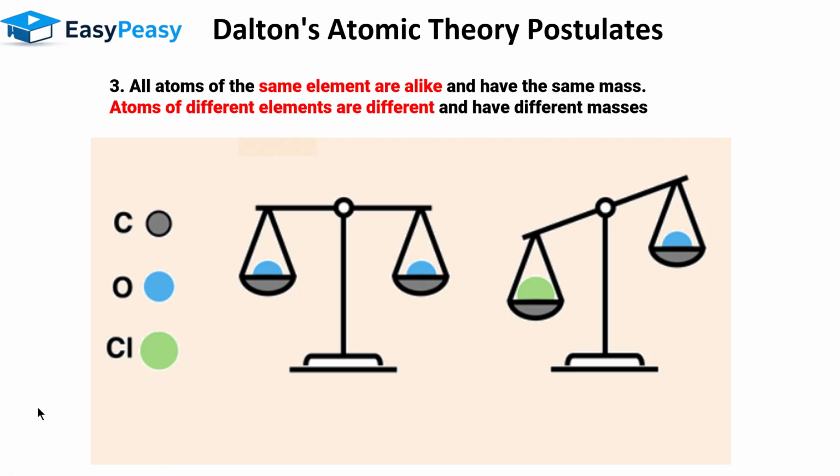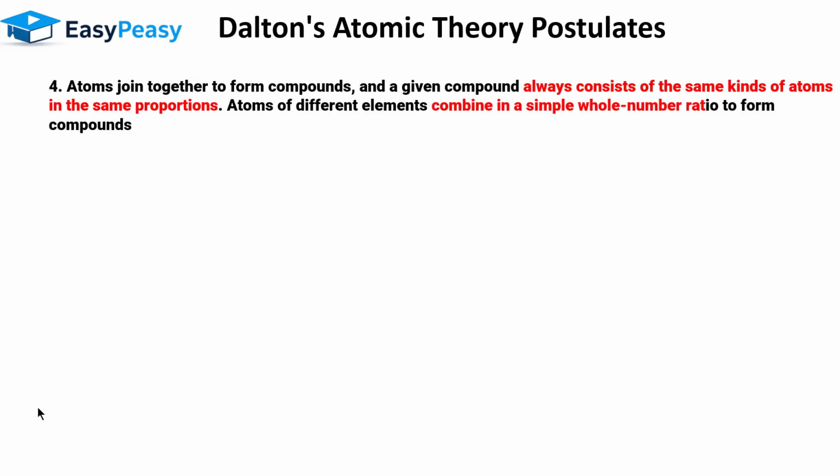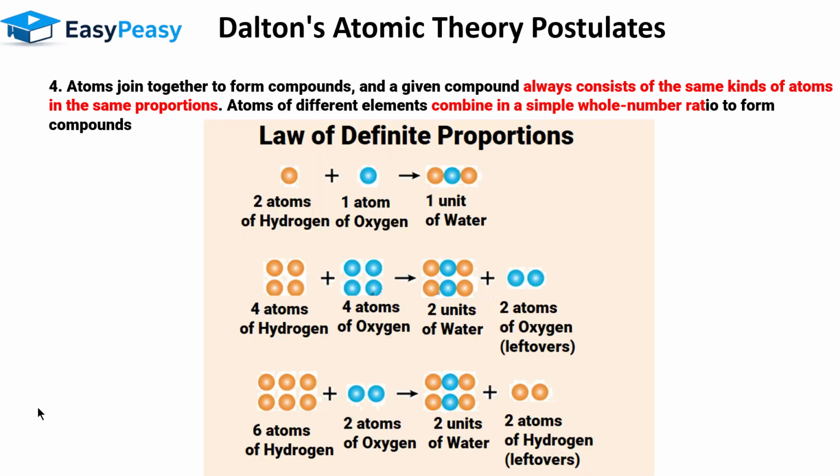And fourth, the last postulate of Dalton's atomic theory, is that atoms join together to form compounds. A given compound always consists of the same kind of atoms in the same proportions. Atoms of different elements combine in a simple whole number ratio to form compounds. Now this is a very good picture showing the proportion.